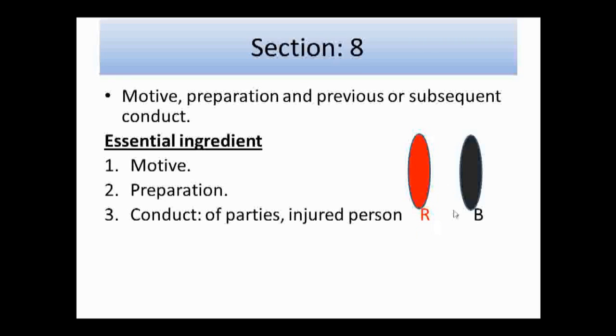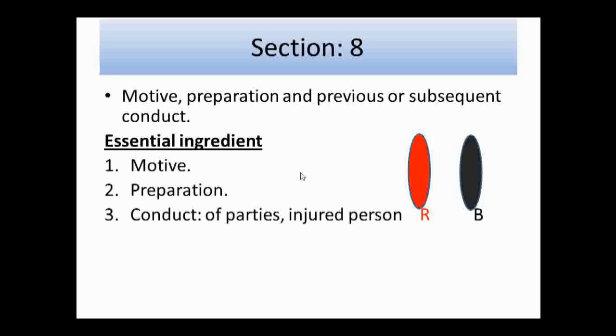Let's say R and B are the two parties. They have a conflict between each other. B wants to take revenge on R, so he starts preparing for it. He decided to murder R. So in order to murder R, he buys a knife or gun. So here these two ingredients have been fulfilled, as the motive of B is taking revenge, and the preparation of B is buying the gun or knife.